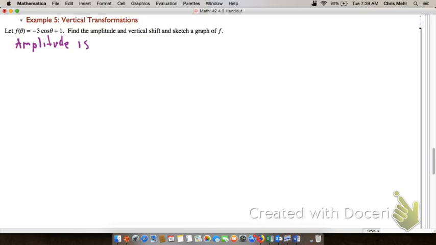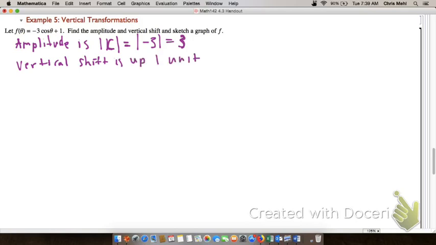The amplitude is the absolute value of capital C, which is equal to the absolute value of negative 3, which is positive 3. That means that is the distance from the maximum value or the minimum value to the middle value, which is given by the vertical shift. The vertical shift is up 1 unit because capital D here is positive 1.